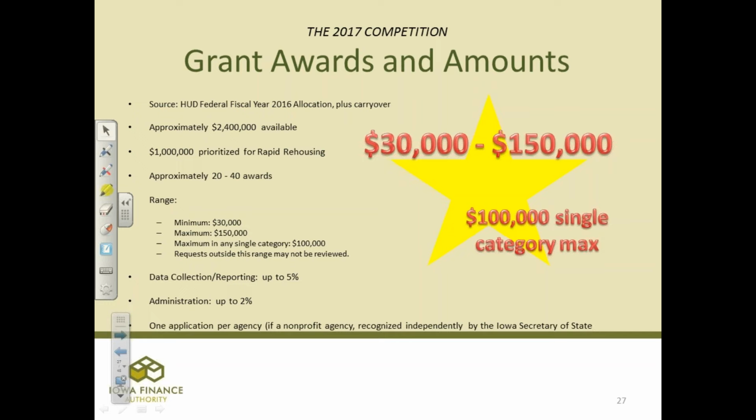The data collection reporting allowance of 5% and the administration allowance of 2% must be within that $150,000, so they're not over and above that. We have approximately $2.4 million available. We think we'll probably make, my guess is around 30 awards. We made 29 awards this last year, so we have about the same amount of money. It'll probably be fairly consistent with that.